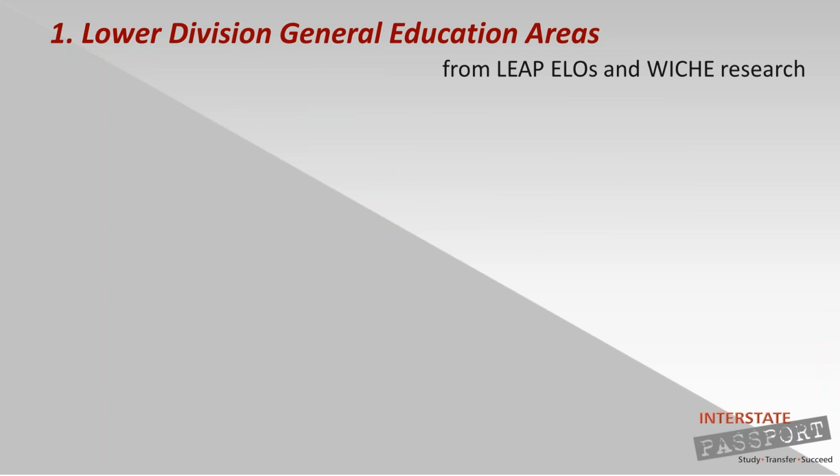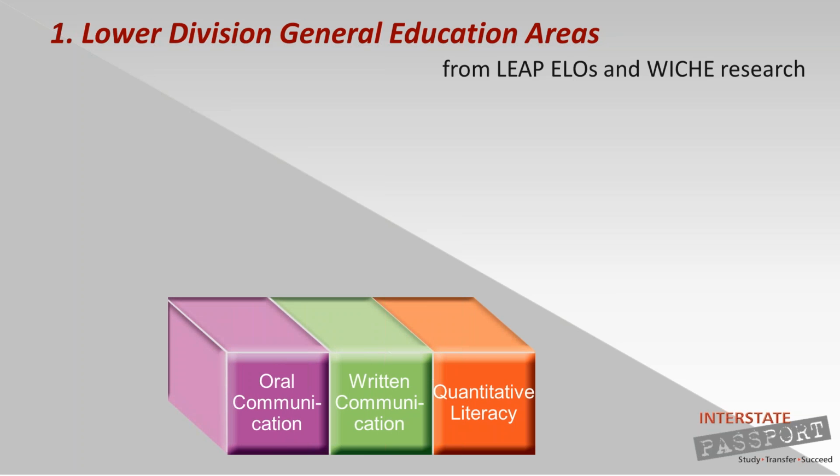The first piece of the passport is lower division general education areas. These have been developed based on the LEAP essential learning outcomes of the AAC&U, and also by a piece of research done by WICHE's staff that determined the lower division general education academic areas that are common across the WICHE states. The first portion of the passport developed learning outcomes and proficiency criteria for 3 foundational skill areas of oral communication, written communication, and quantitative literacy.